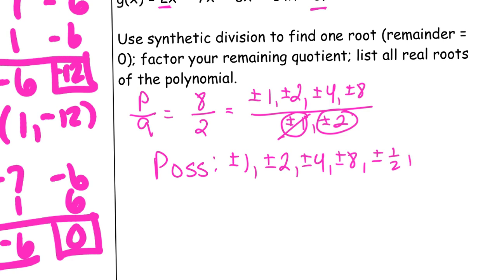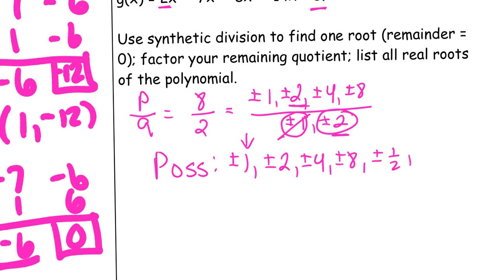Plus or minus 2 over 2 is 1, so I don't need to put it. Plus or minus 4 over 2 is 2, so I don't need to put it. Plus or minus 8 over 2 is 4, so I don't need to put it. I'm taking each one of these and dividing it by 2. 2 divided by 2 is already there. It's 1. 4 divided by 2 is already there. It's 2. 8 divided by 2 is 4, and I already have that in my list, so I don't have to write it twice. Okay, so this time we have 10 possibilities.